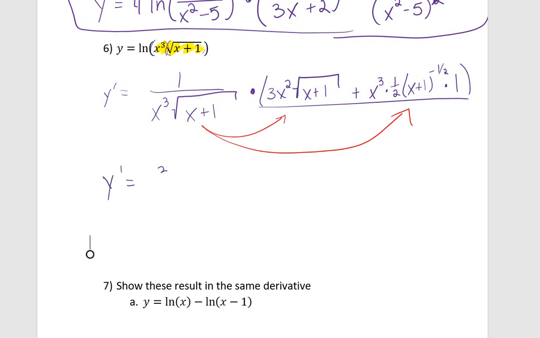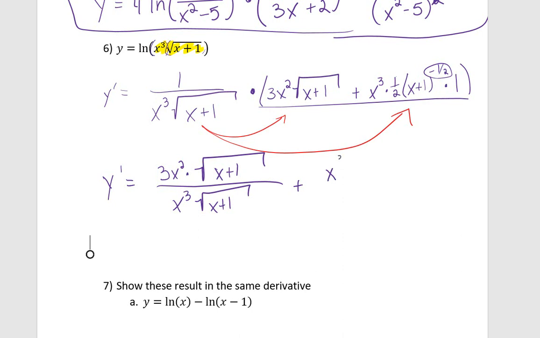So that's going to give me y prime equals 3x squared times the square root of x plus 1 divided by x cubed times the square root of x plus 1, plus, now this guy, because that's a negative exponent, I can actually toss it on the bottom. So that's going to be x cubed divided by 2 times the square root of x plus 1. Because, again, that's negative, I can put it on the bottom, and that 2 can go on the bottom with it as well. Okay. So, oh, you know what I forgot to do? I forgot to multiply this times x cubed square root of x plus 1.